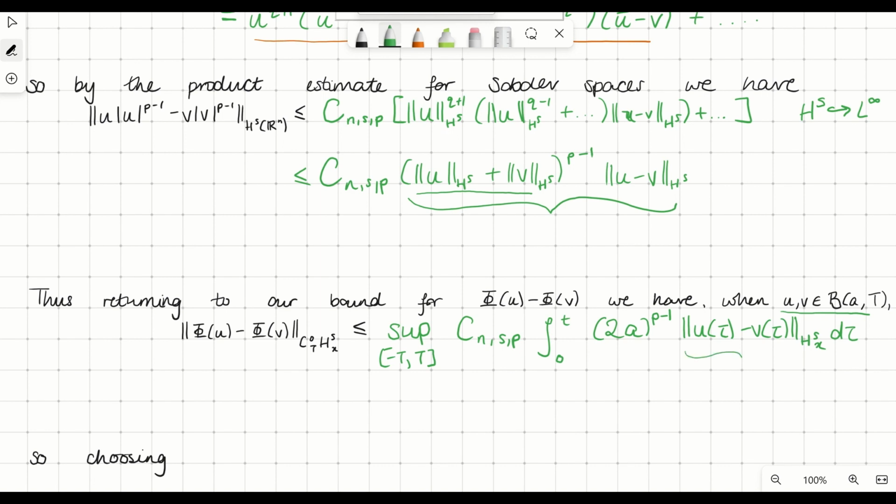Again, we can take out the L infinity in time of this norm from the integral, bound the length of the integral by capital T to get CNSP times 2a to the p minus 1 t times the norm of u minus v in C0 T HSX.